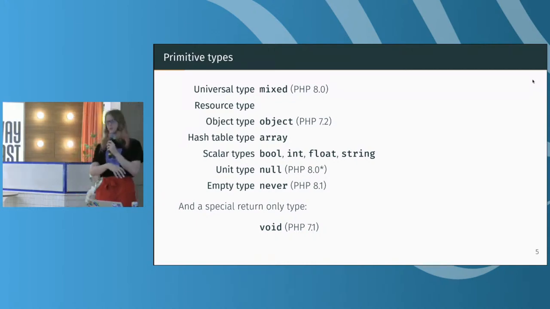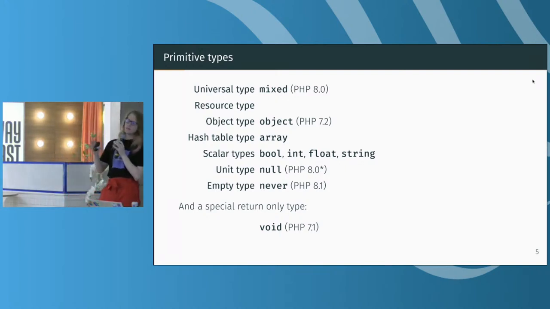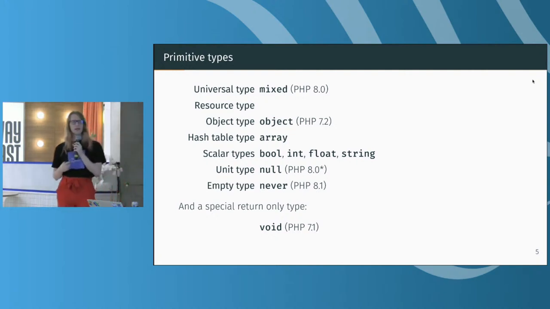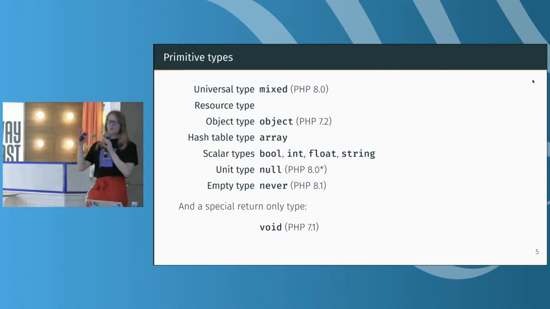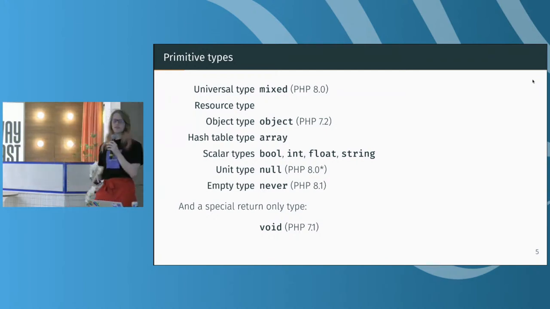Object type, which encompasses every object, exists since PHP 7.2. The hash table type, because a PHP array is not really an array if you look at the computer science definition of it. Then scalar types. For PHP, a bool, an integer, a float, and a string are considered scalar types. We have the unit type, which is null since 8.0, but only as part of a union. That's why the asterisk. Since 8.2, however, you can use it standalone.